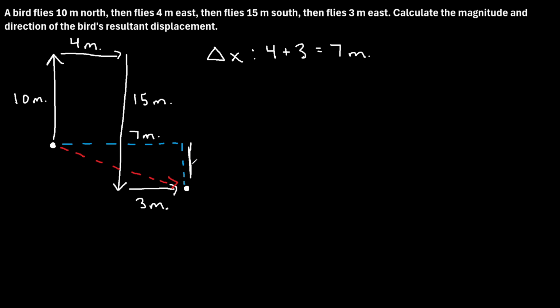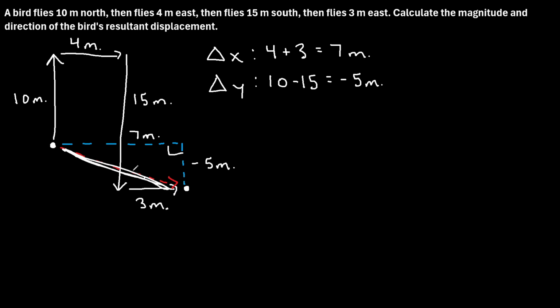And then this side of the triangle, this describes the total displacement in the y direction. So notice that first the bird goes 10 meters north, but then he comes back and goes 15 meters south. So the total change in the y, that's going to be a positive 10 and then minus 15 since he goes south. So 10 minus 15, that's negative 5 meters. So the total displacement in the y direction right here is negative 5 meters. So now notice we've formed a right triangle where this is a 90-degree angle. And the resultant vector right here, this is our hypotenuse of the triangle.